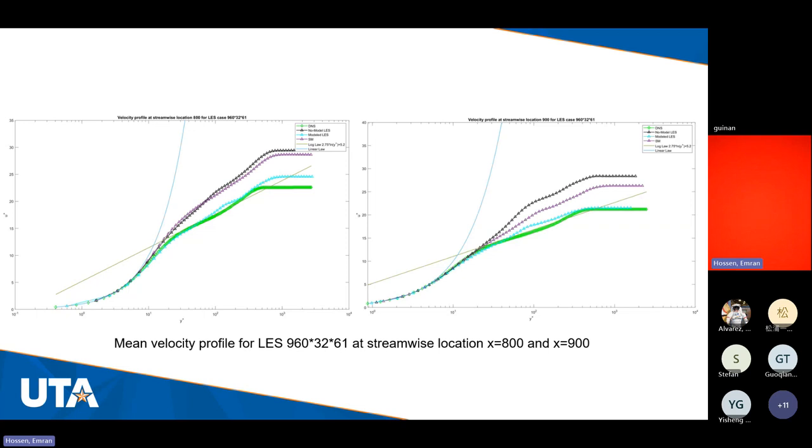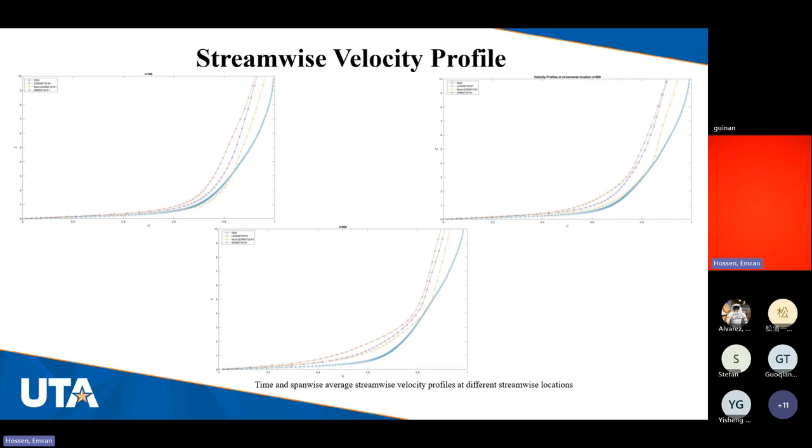Next, I also show the streamwise velocity profile. The blue one is the DNS case, the orange is our LES, the yellow one is the Smagorinsky model, and the purple one is for no model. In the streamwise velocity profile, you can see that the orange one, which is the Liutex-based model, is pretty similar to the DNS curve.